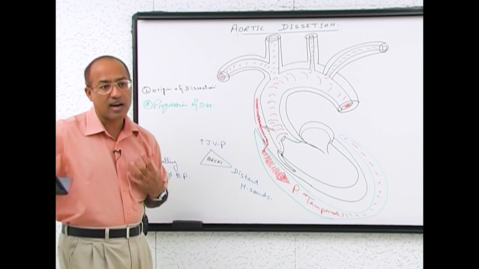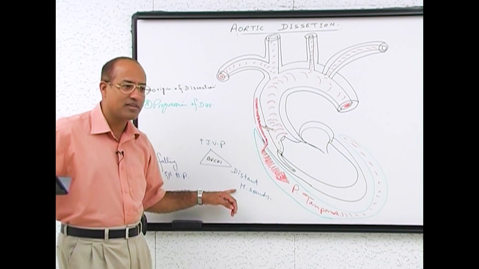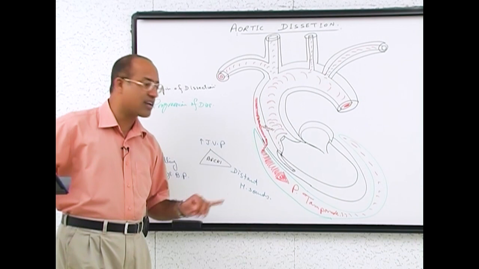progressively falling blood pressure, and with that heart sounds may be muffled or sound like they are coming from Antarctica, right? Heart sounds are very, very distant. Is that right? So this situation is called cardiac tamponade. Some patients die of cardiac tamponade.